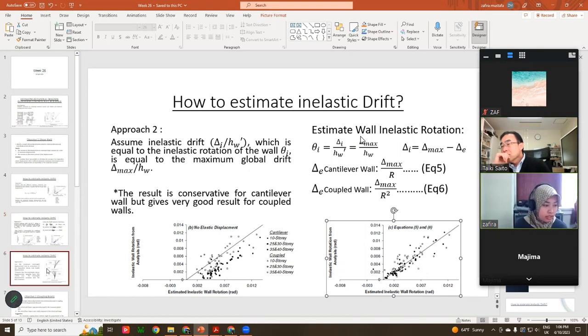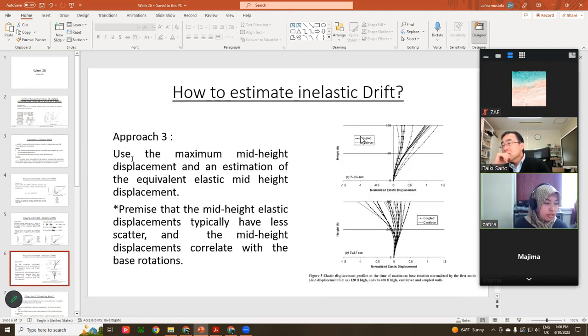And then they have a third approach. The third approach doesn't use any equation, but uses the stored elastic displacement of the wall. So basically, it uses the maximum mid-height displacement and an estimation of the equivalent elastic displacement at the mid-height. So they consider the elastic displacement at the mid-height of the wall. The first photo is for 10-story height, and the second one is for 20-story height.